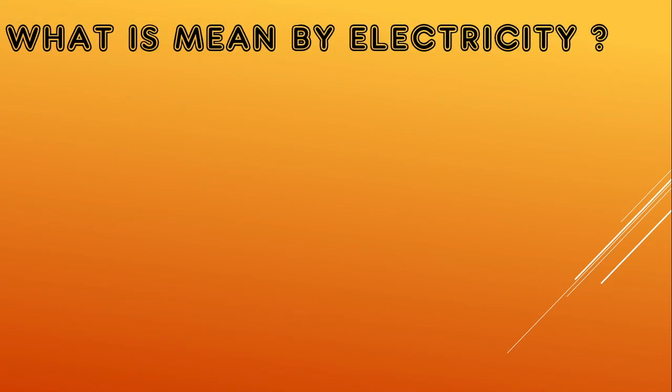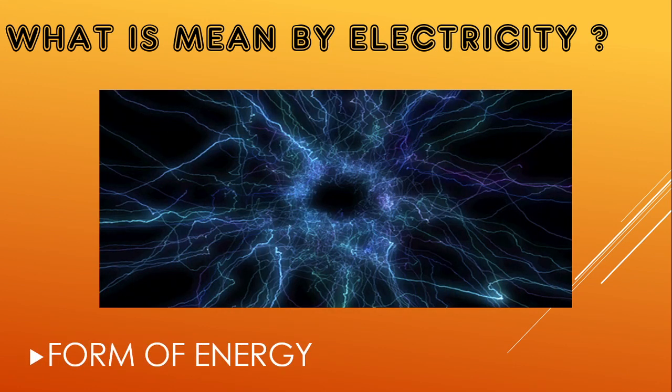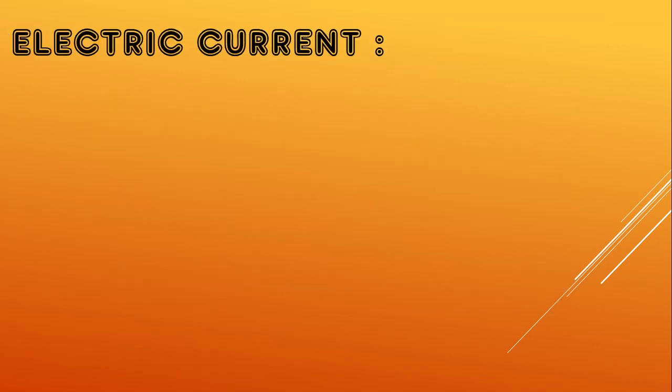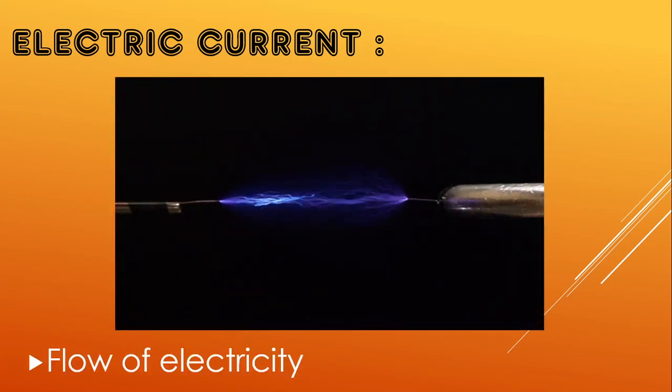Electricity and electric current are related terms, but both are different. What is meant by electricity? It is a form of energy which can be changed into other energy forms. Then what is electric current? It is a flow of electricity.